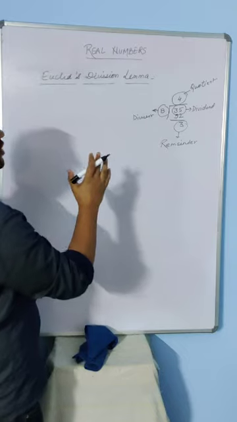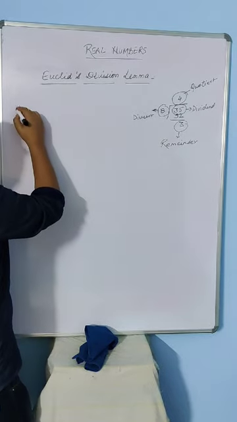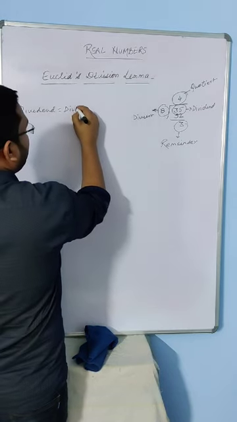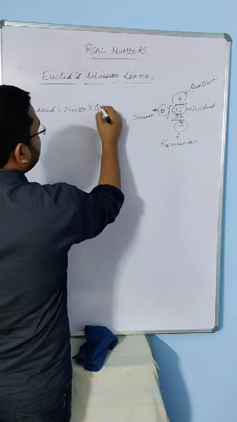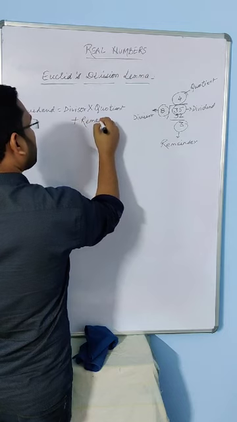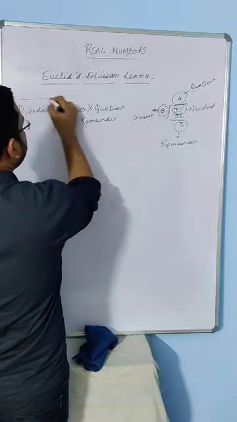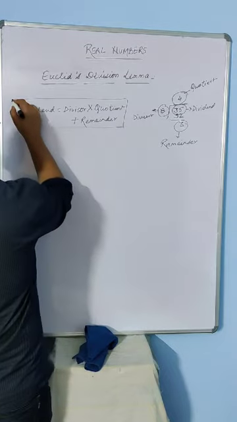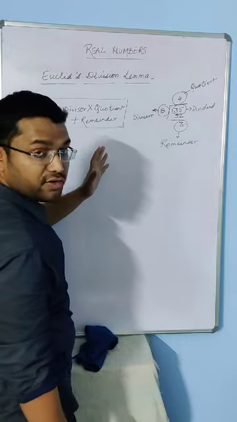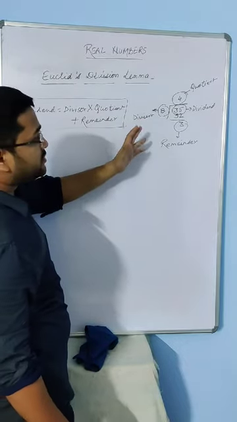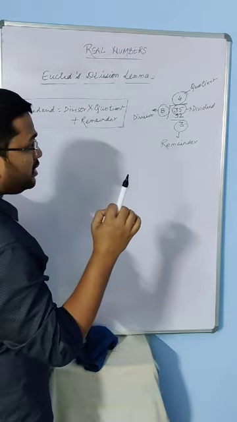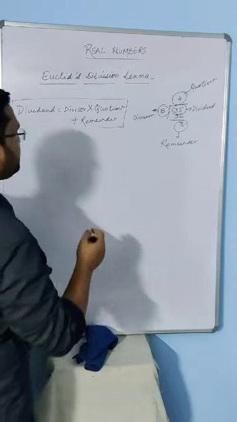Now, we know from our basic concepts that dividend is equal to divisor into quotient plus remainder. This is what we are well aware of from our basic concepts in mathematical division. Now, I'll tell you a case, try to understand first.